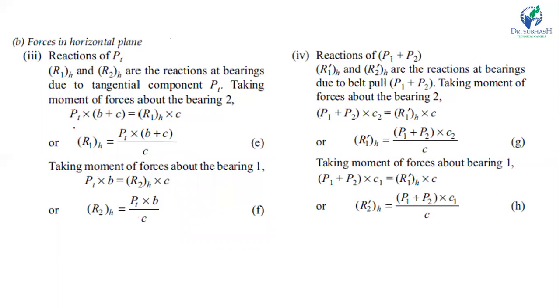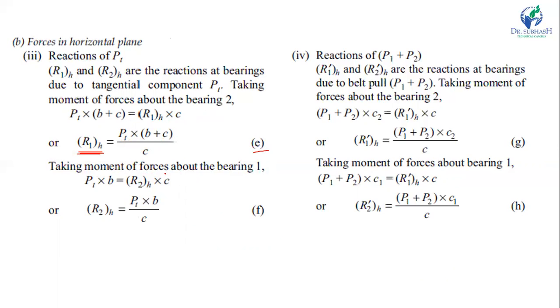So PT into (B plus C) is equal to R1H into C. Therefore R1H is equal to PT into (B plus C) by C. So you can find the horizontal reaction R1H at bearing 1 from this equation E.